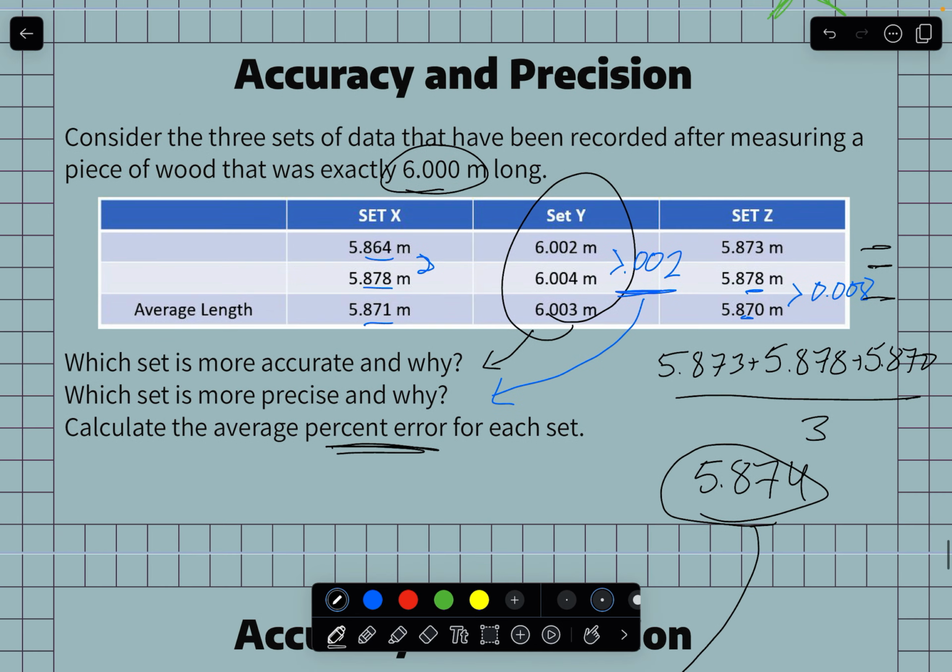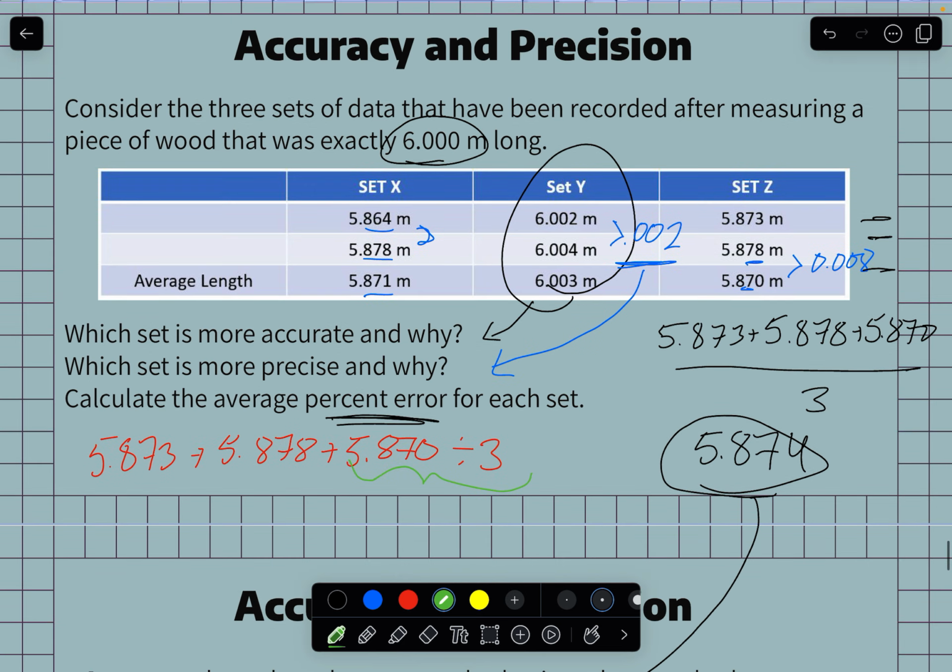Make sure when you're doing this in your calculator, you put these numbers on top first, click enter, then do the divide by 3. If you just put in your calculator 5.873 plus 5.878 plus 5.870 divided by 3, based on PEMDAS, it's going to do the division first, then add your other two numbers, and that's not going to get you what you want. So either put parentheses around your addition parts, or do the addition first, click enter, then divide by 3.